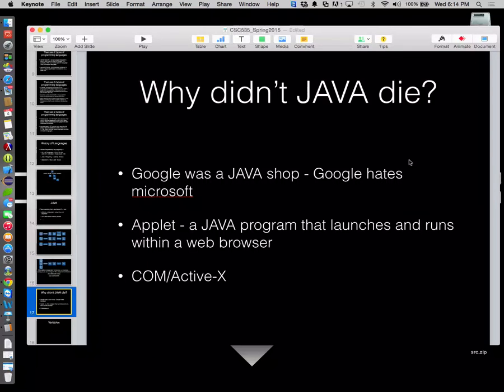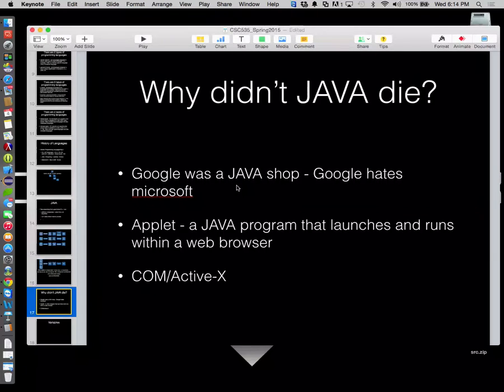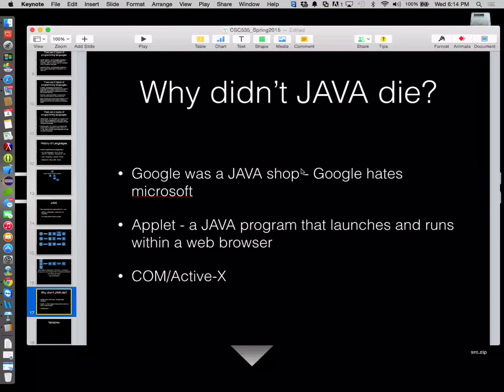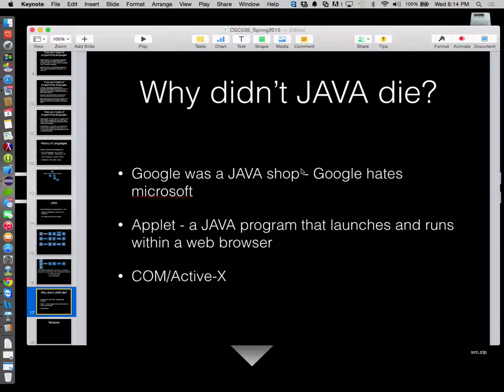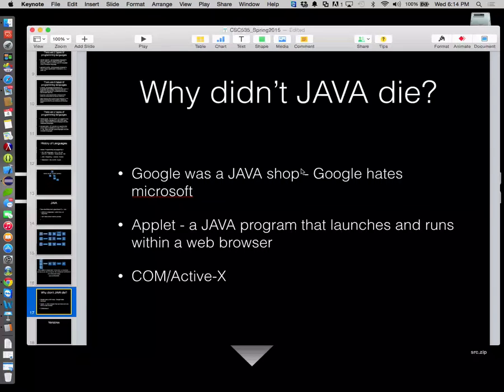All right, then we talked about why Java didn't die. One of the big reasons is Google doesn't like Microsoft, right? And they used to like Apple, but they don't really like Apple anymore either. It's the whole iOS and Android. I mean, it really isn't that Microsoft's evil or Google's evil. They're competitors, right? Microsoft and Google are competitors on a lot of different fronts.